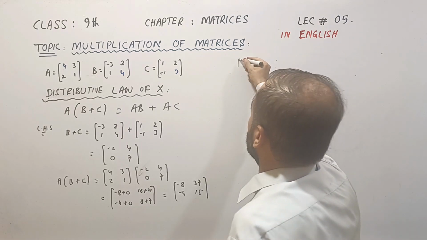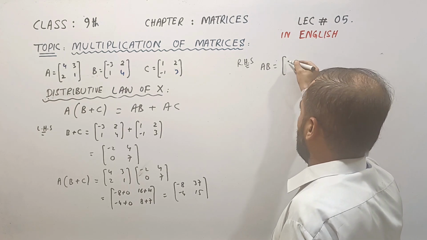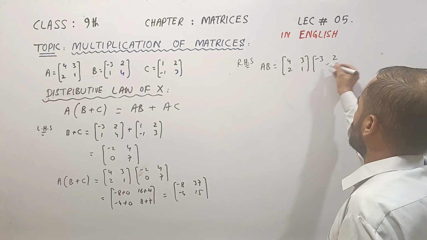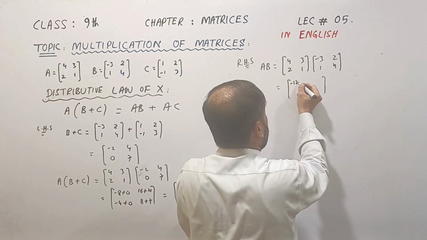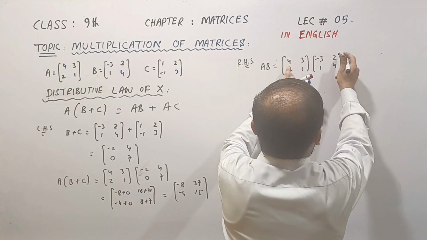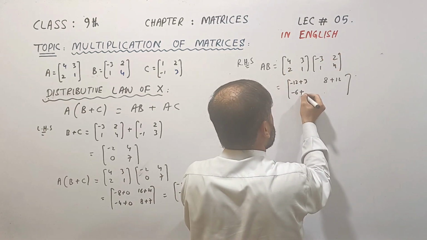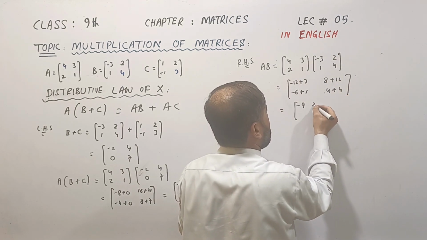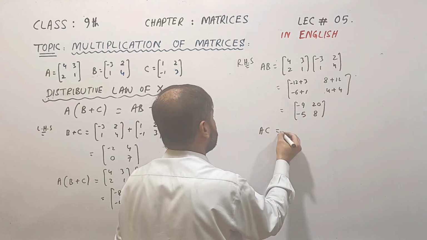Now my sweet students, the right hand side. AB: 4, 3, 2, 1, and B, minus 3, 2, 1, 4. Multiply them. Minus 12 plus 3. First row, second column, 8 plus 12. Minus 6 plus 1. 4 plus 4. Minus 9, 20, minus 5, 8. This is AB.